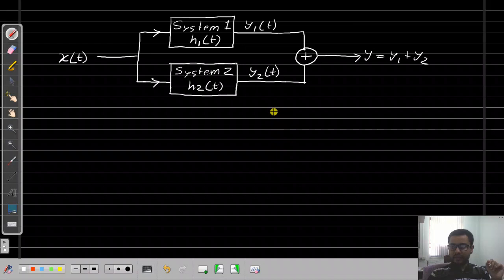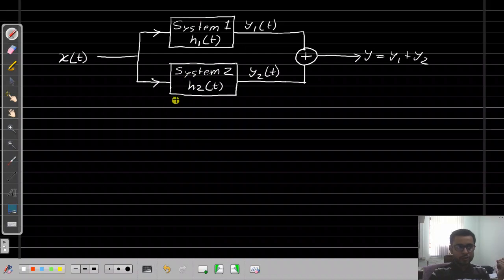For an example, you can think of two generators and the input is the speed at which they rotate. You have connected the axis, the shaft of the two generators so that they rotate at the same speed. So same input is going to both the systems, and consider output as the generated voltage. Then you can add the two voltages by connecting them in series. This way you can connect two systems like this.